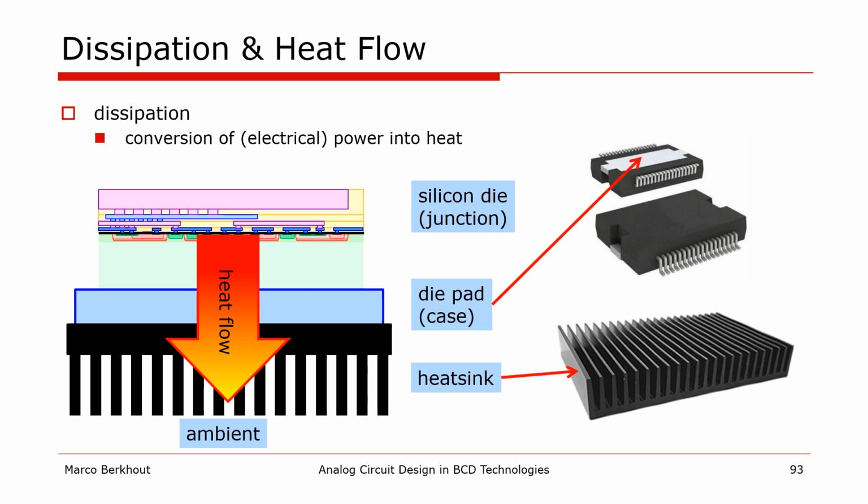Depicted here is a schematic cross-section of a silicon die glued to a die pad of a package, and that is in turn attached to an external heatsink. The dissipation heat is generated in the PN junctions at the silicon surface and then flows through this stack towards the ambient, where the temperature is lower.